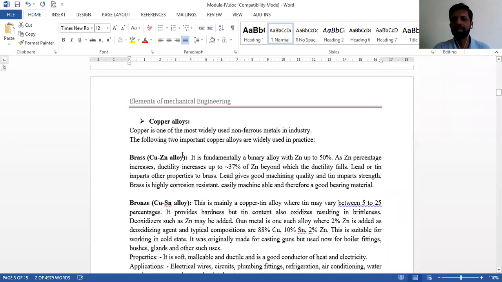So the next major thing that we'll be seeing is copper, right? Copper has very good thermal conductivity as well as electrical conductivity. It does not have a high melting point as compared to iron, so it has a comparatively lower melting point. This copper is generally used for electrical and heating purposes. Because of this reason, copper tubes are used in refrigeration and air conditioning systems.